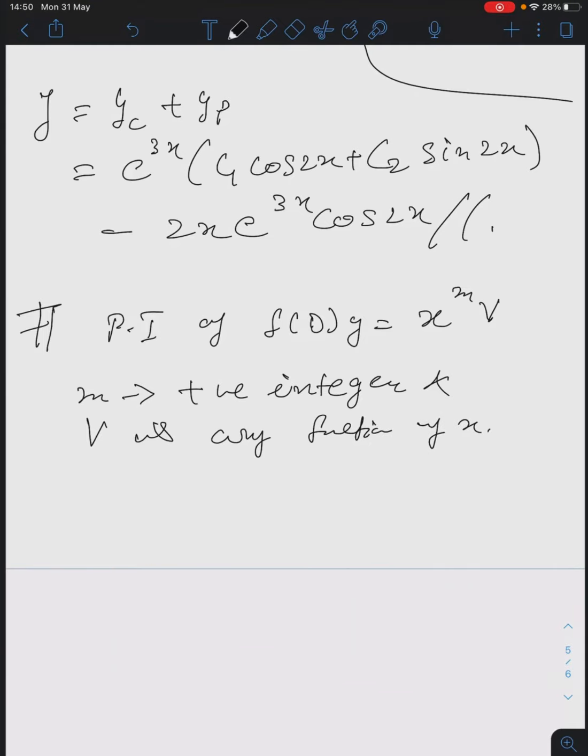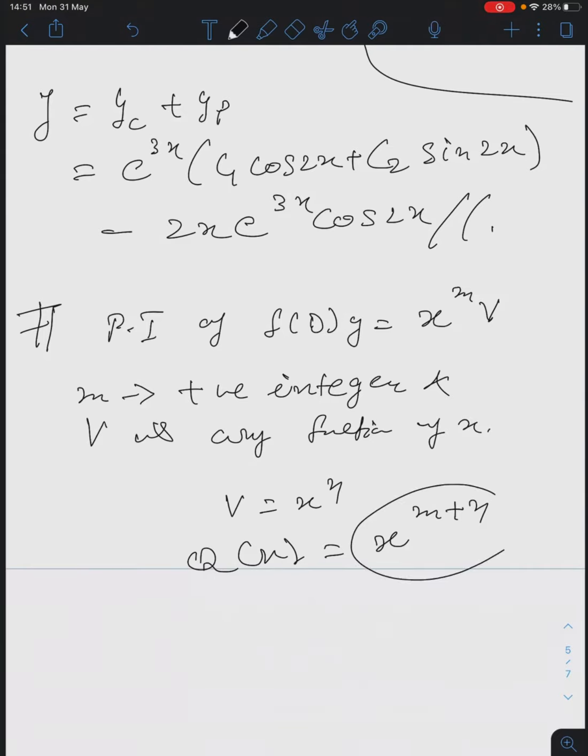Okay, so let us see, suppose v is x to the power n, then our Q of x will be equal to what? It will be x to the power m plus n only. That means you need to solve in the same old fashion. 1 by f of D on x to the power some positive integer you will get, and you know how to find the particular integral for that one.